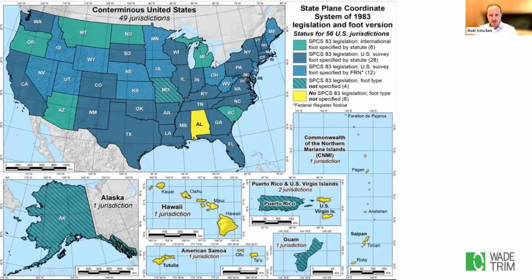You can see the map here is state legislation. Texas and Pennsylvania, where I'm at, are US survey foot states. I'm actually in our Michigan office today. So Michigan is an international foot state. Very few states are international foot, most are US survey foot. So consider that when you're setting up your templates.